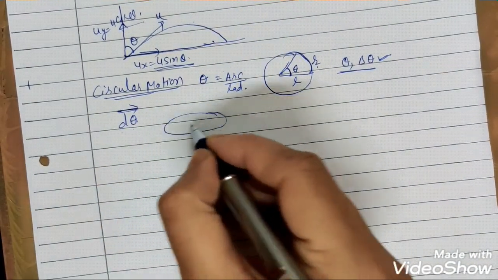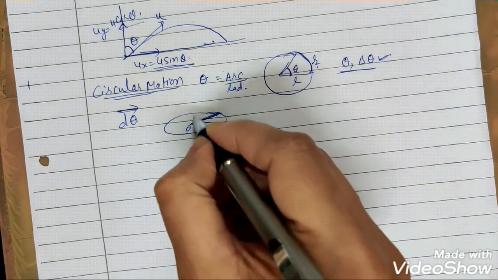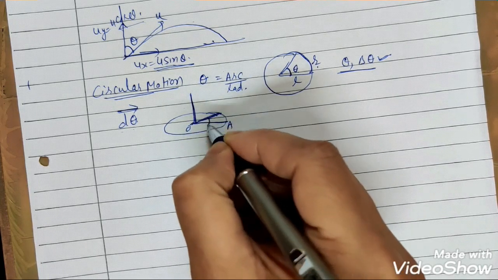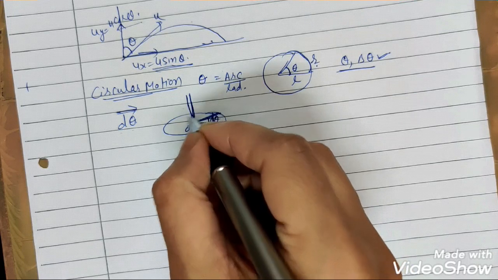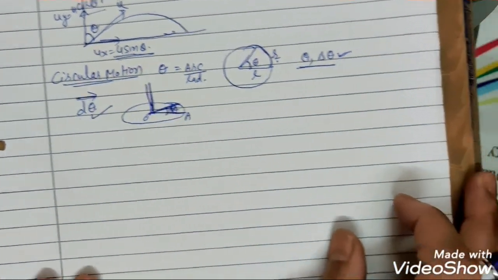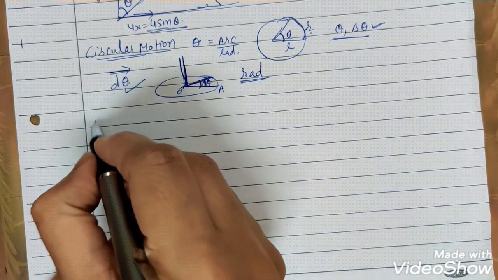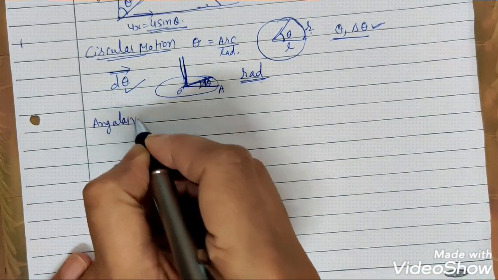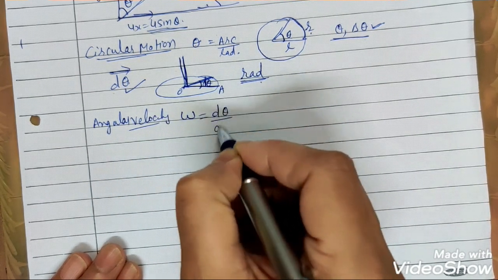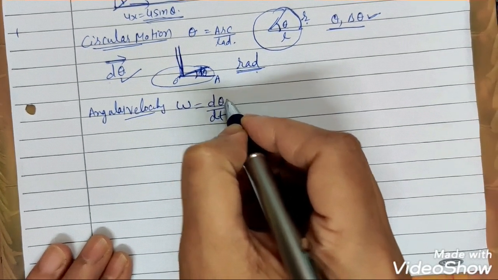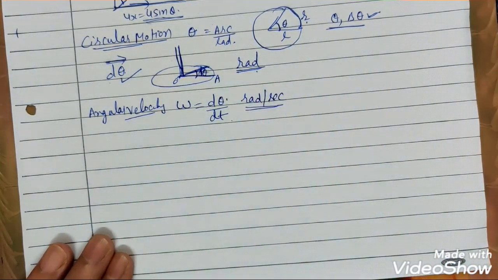Means if this is the rotation, this is the particle position, this is the next position, and the particle is rotating along this d theta, then what is the direction? That is the perpendicular direction, d theta vector. So its SI unit is radian. Okay, and the next is angular velocity. Angular velocity means omega, that is d theta upon dt, change of displacement with time, radian per second. This is called angular velocity.